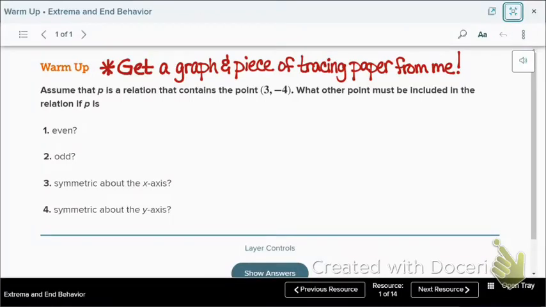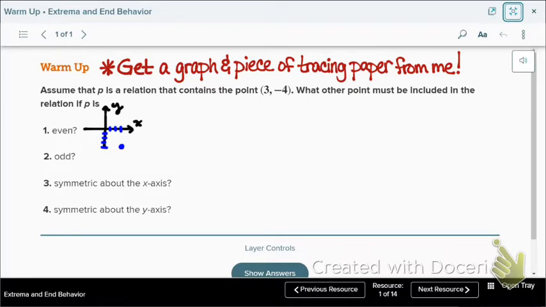Okay. You guys have this on graph and tracing paper in front of you. I'm going to draw a little sketch, but it's only going to be so-so. So if I have my xy axis, and I plot a point at 3, -4. It's about right there on my graph, right?